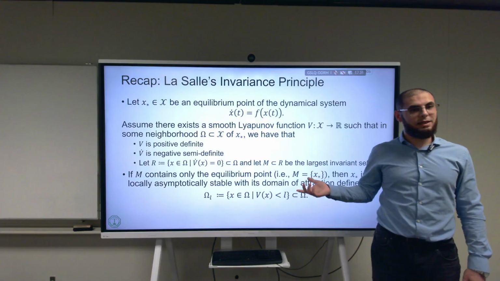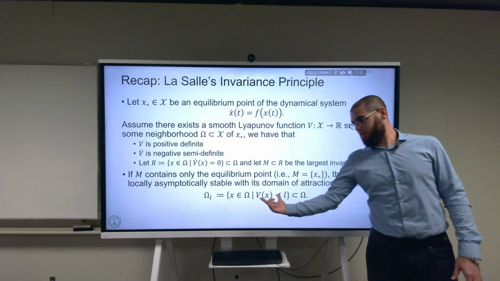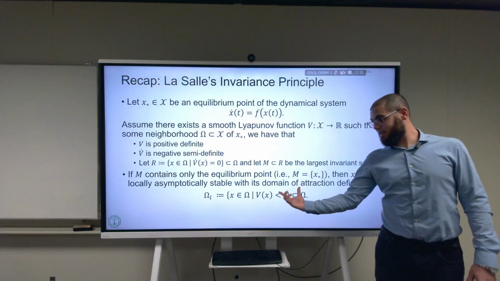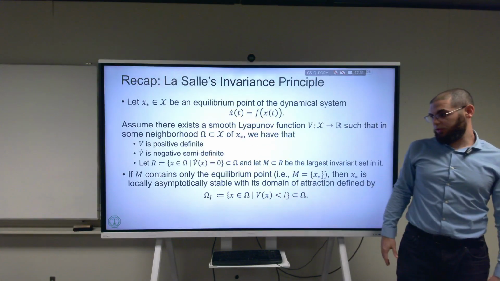But not only that, LaSalle's invariance principle also gives you an estimation of the domain of attraction. And this domain of attraction is simply the region where V of x is less than L, and this is the region omega that we started with. Okay.